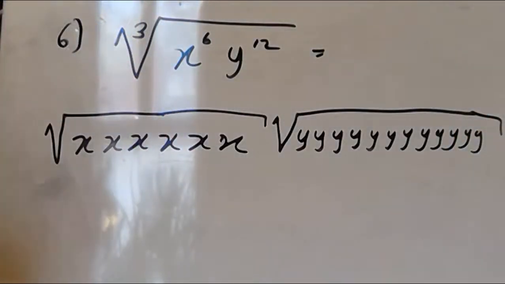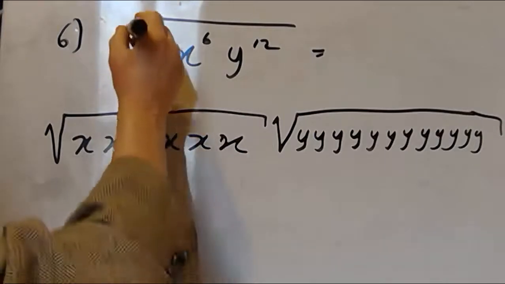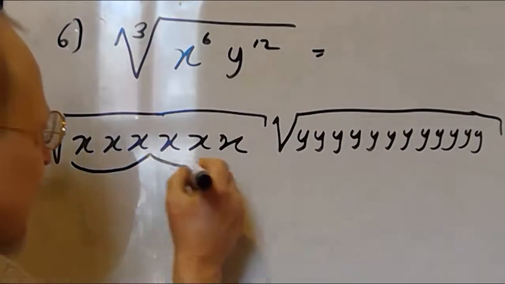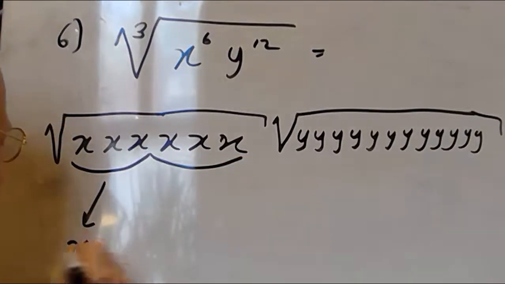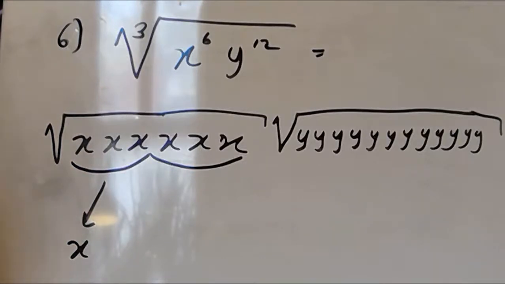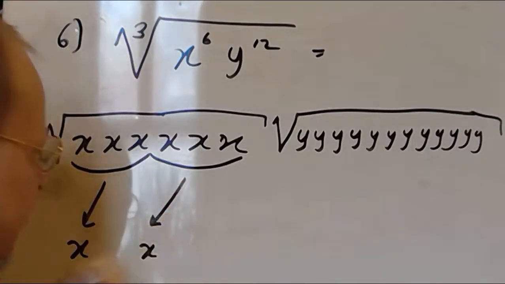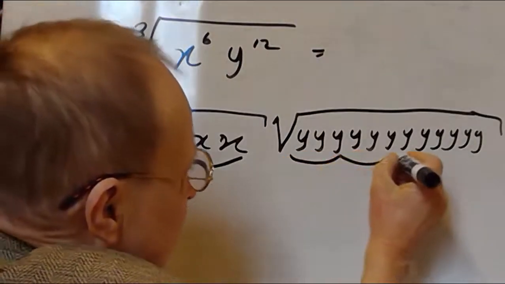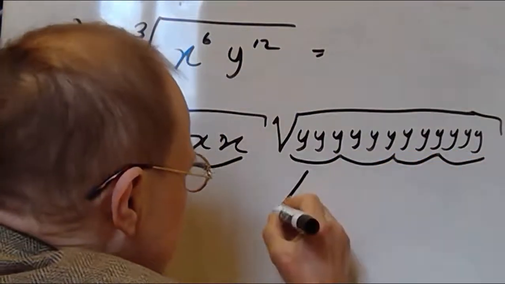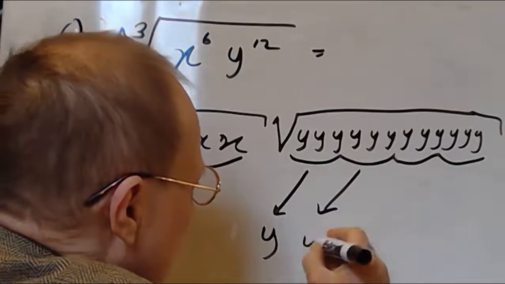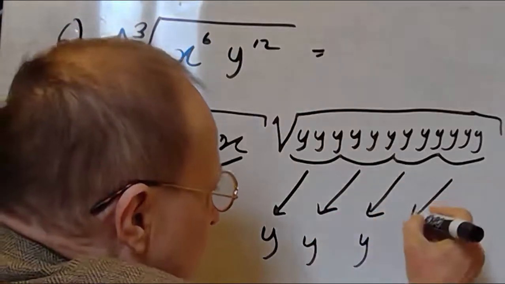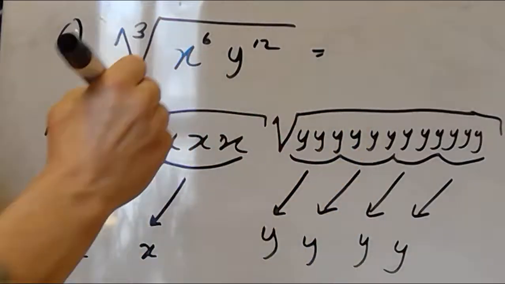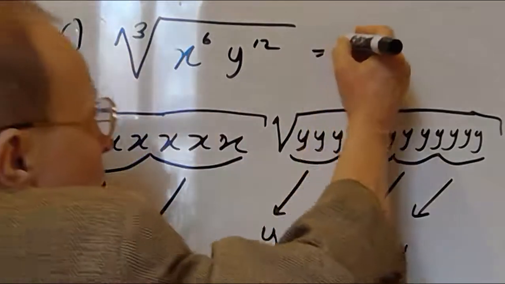Okay, just barely fitted. So now, because this is a 3, instead of gathering them up in groups of 2, we're going to gather them up in groups of 3. So now we can take the x out of the radical sign. And we can take another x out of the radical sign. And similarly for the y, 3, 3, 3, 3. So we have a y, a y, a y, a y. And that means, so here we have two x's. So that will give us x squared.